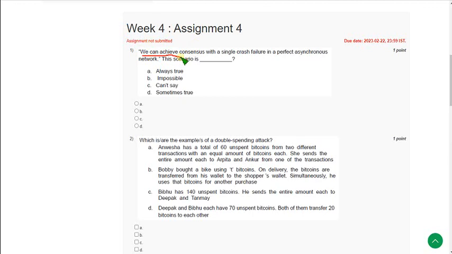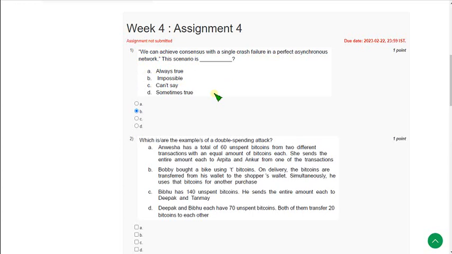We can achieve consensus with a single crash failure in a perfect asynchronous network. This scenario is... So for the first question, the answer could be option B, impossible. There is also the impossibility theorem. So going with that, the answer will be option B, impossible.